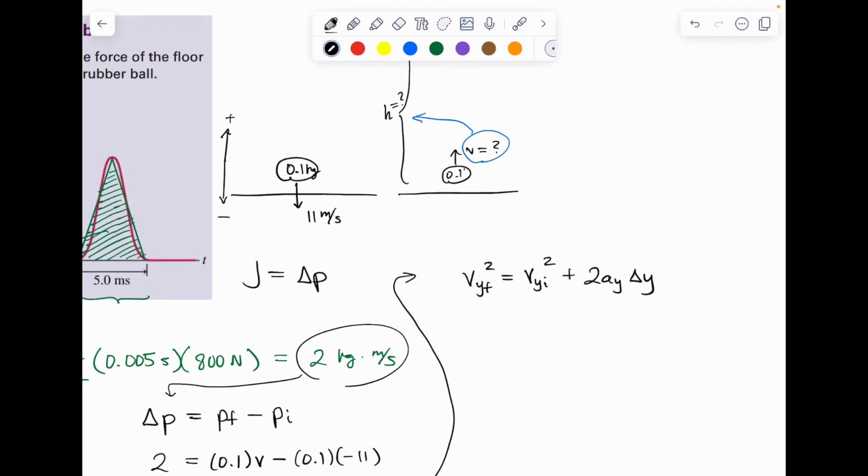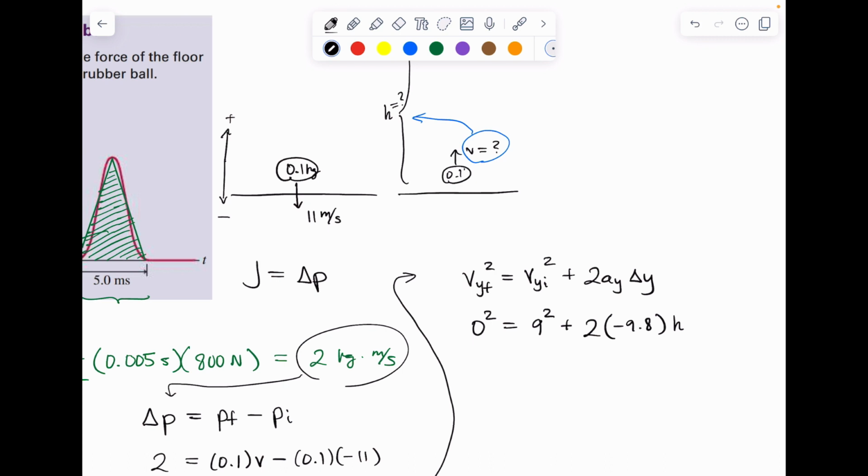Okay. The final y velocity will be 0, and we have just found the initial y velocity, which was 9. We have plus 2 times, let me go ahead and just use negative 9.8 just to be more accurate, right, that's an acceleration going down. And then our delta y, that change in y, would be h. Nice.